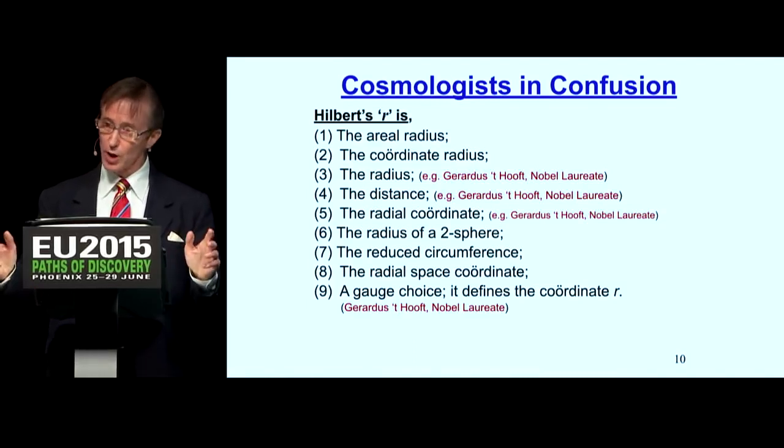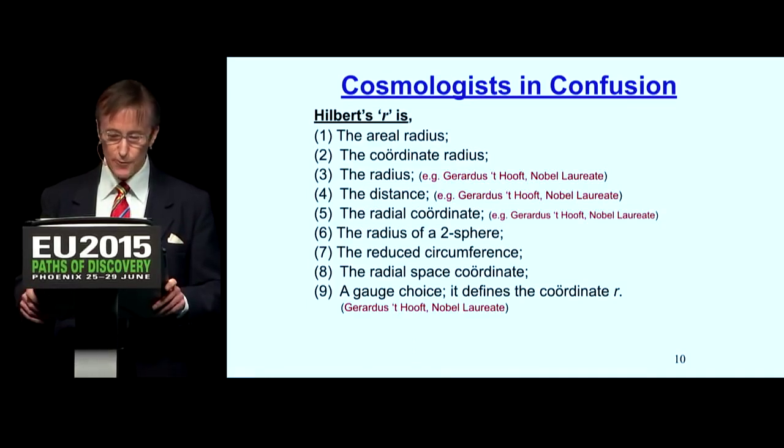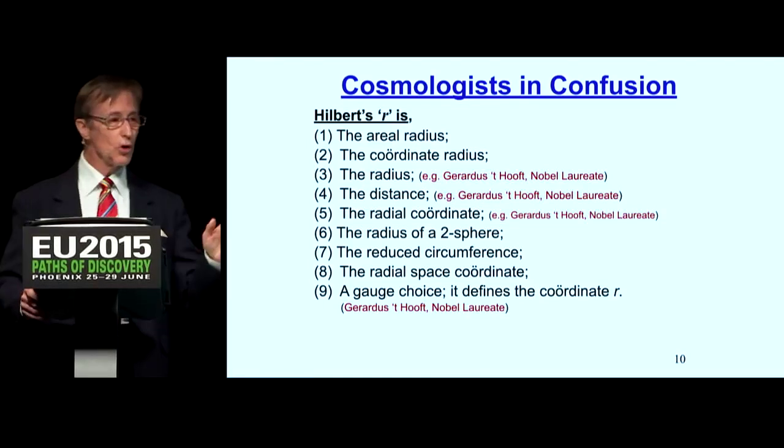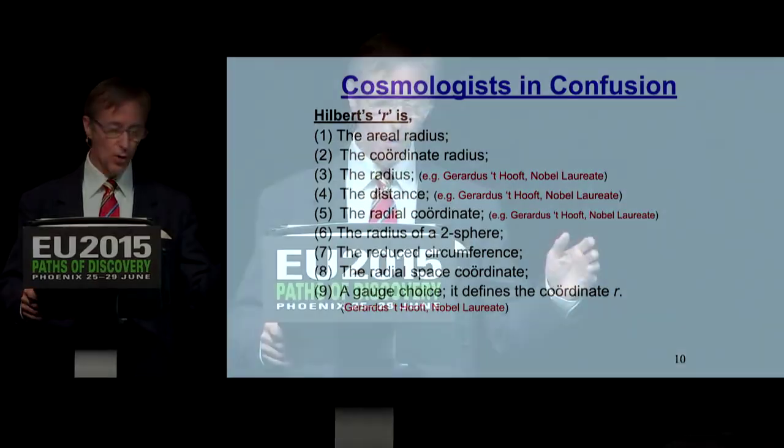And here's my favourite one of all. A gauge choice, it defines the coordinate r. You know? I could call this Fred Flintstone, or I could call it dark matter, or I could call it doesn't matter. It doesn't matter. Because all of them are wrong.